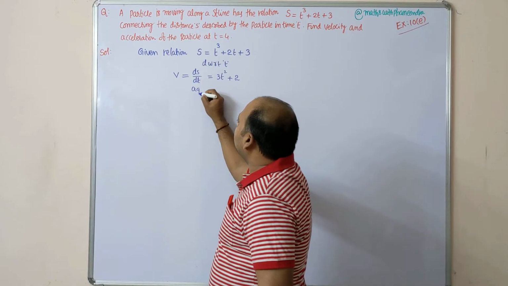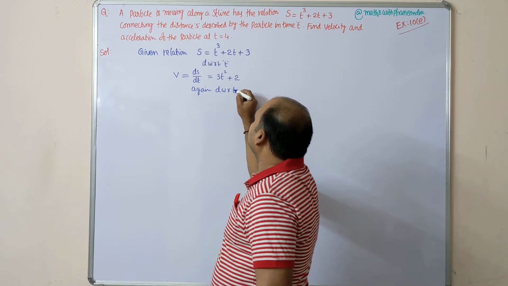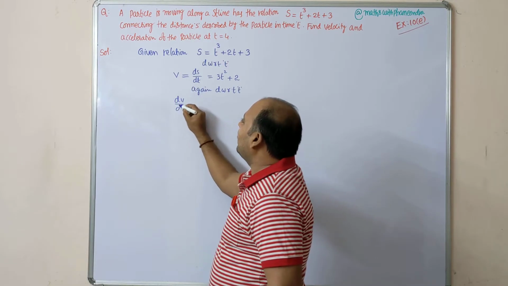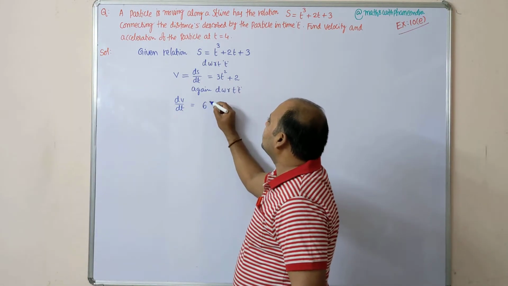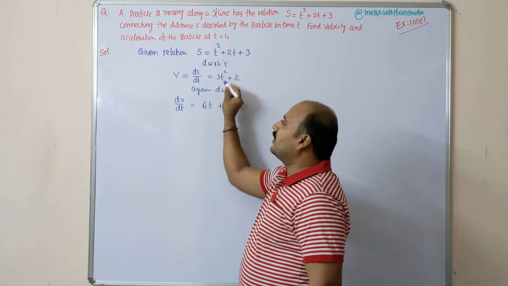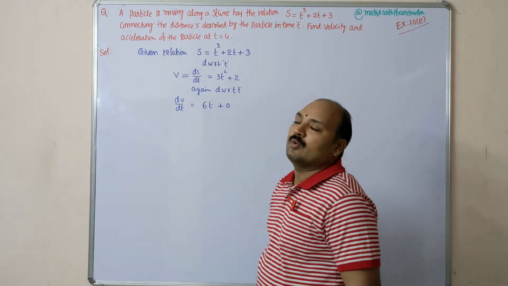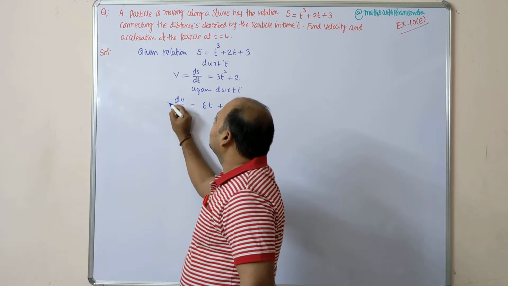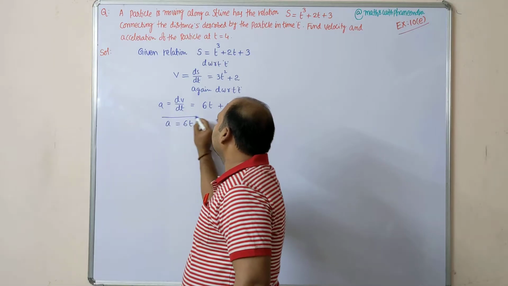Again differentiate with respect to t. So the derivative of v with respect to t is dv by dt. 3t square derivative is 6t, plus 3 into t square derivative 2t, so 3 into 2t is 6t. Constant derivative 0. So dv by dt is called acceleration. So a equal to 6t.